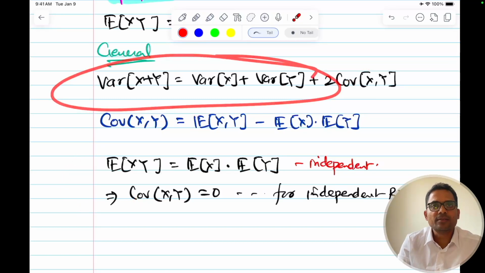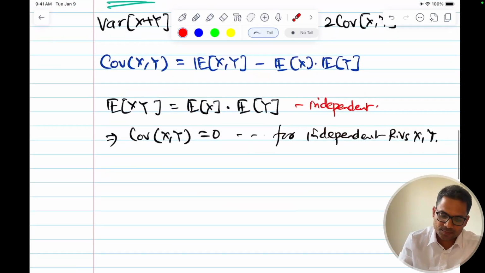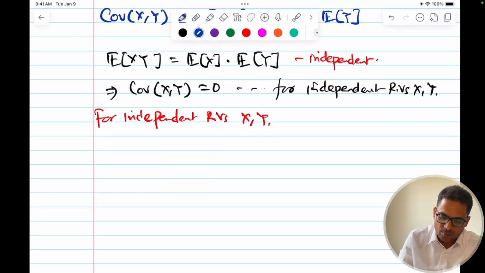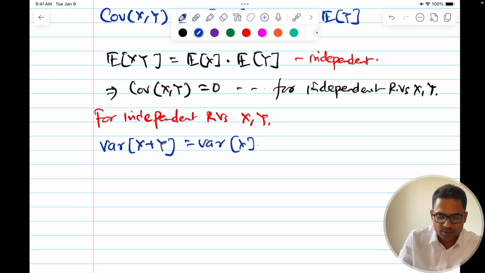So what will be the variance formula for the independent case? So for independent RVs, random variables X, Y, variance of X plus Y is equal to variance of X plus variance of Y.